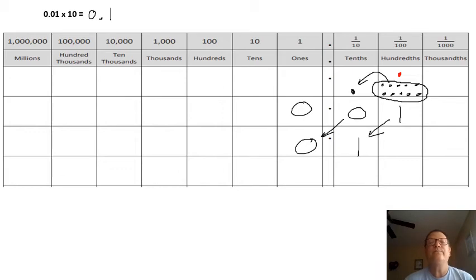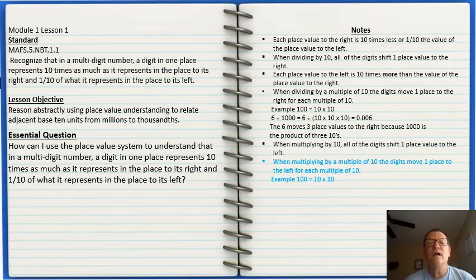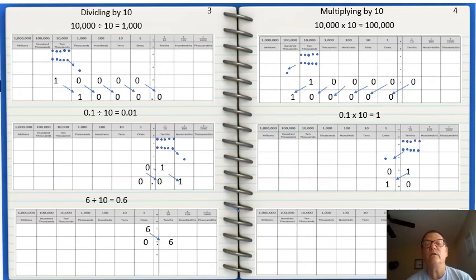All right. Now, what did we learn from that? When multiplying by a multiple of 10, digits move one place value to the left for each multiple of 10. Okay? Example, 100 equals 10 times 10. All right. So here are the examples I have. Now I've multiplied 100 times 10, 10,000 times 10, 1/10 by 10. You notice I have one more down below.